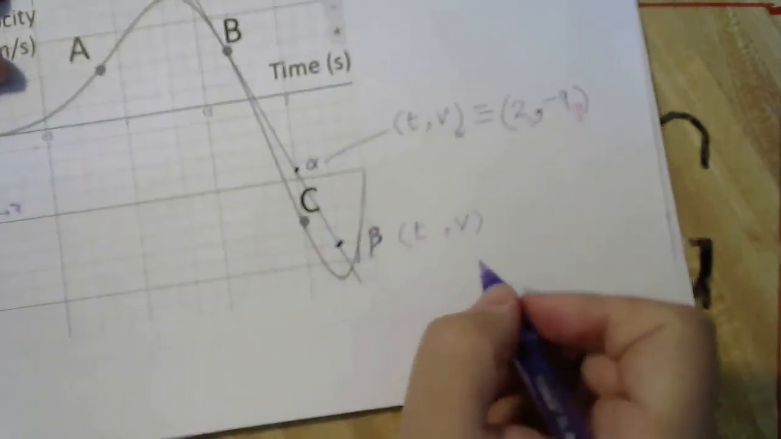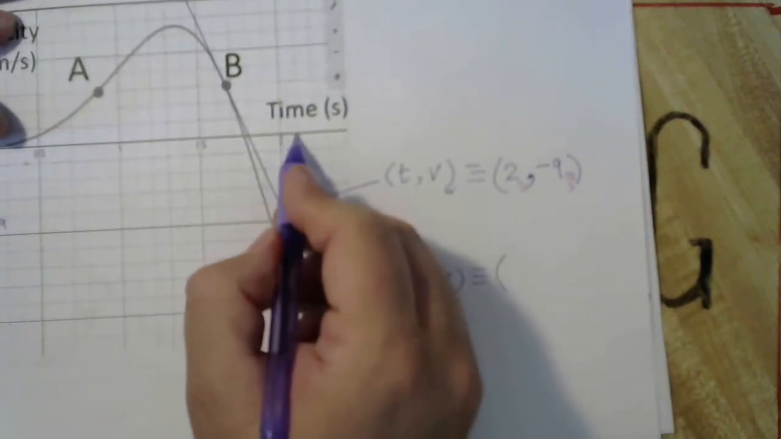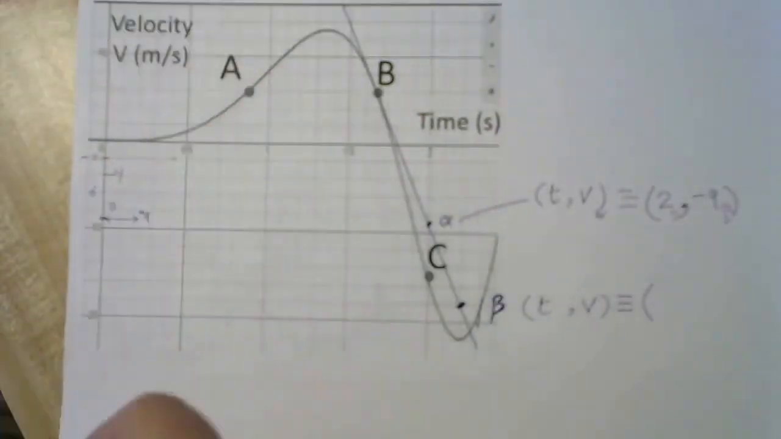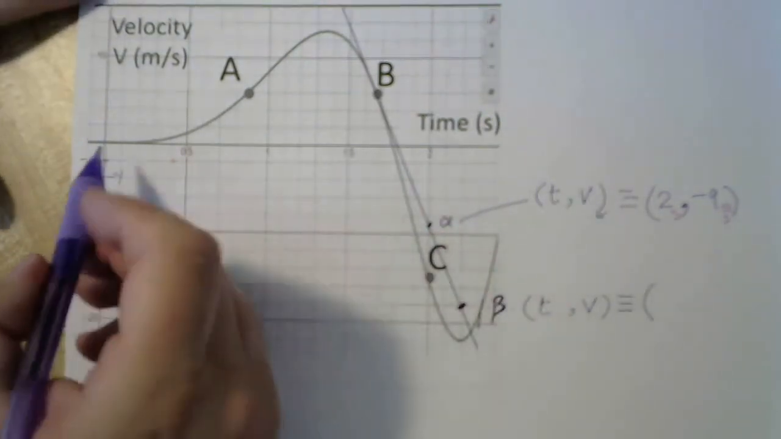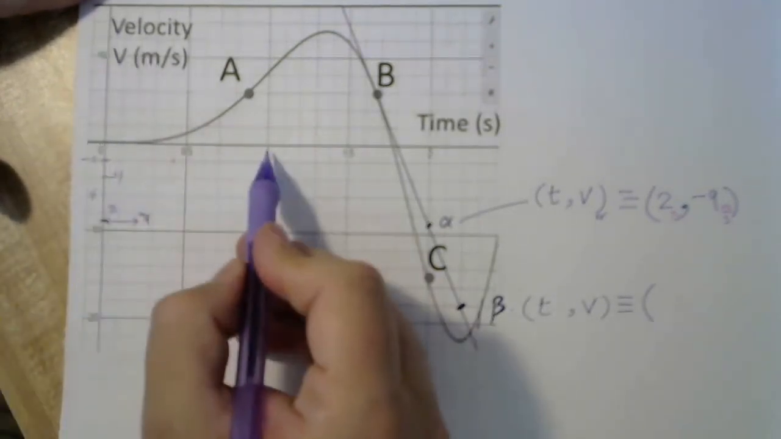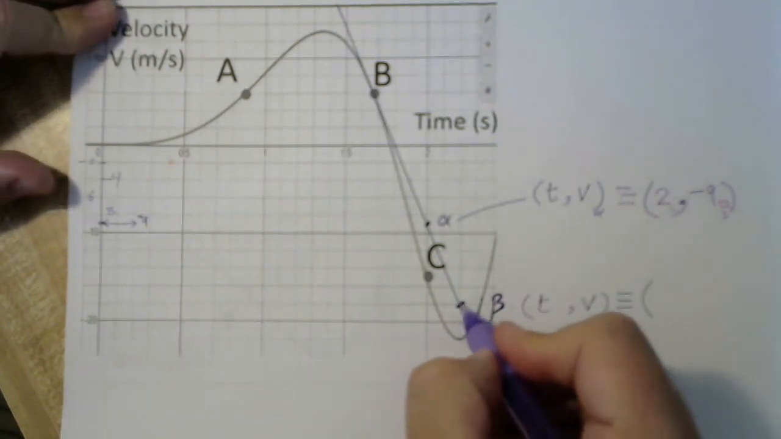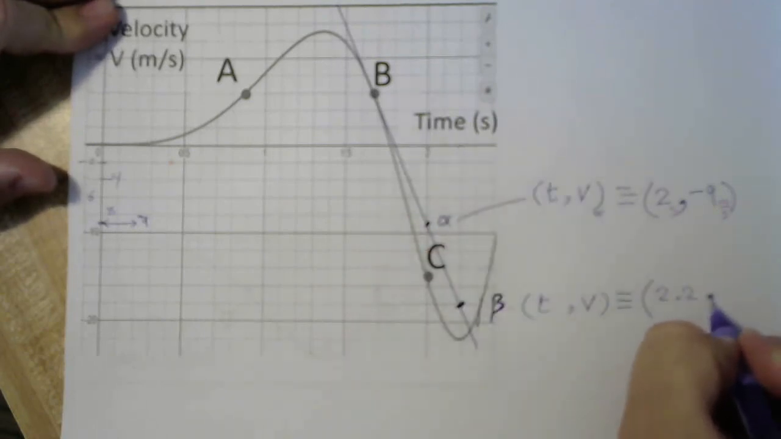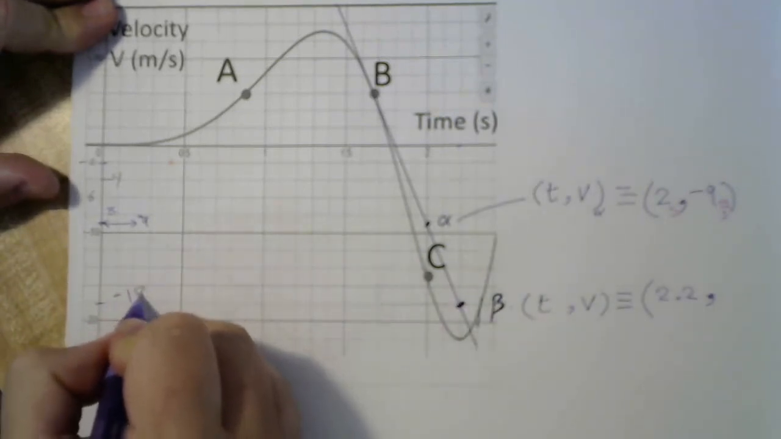Okay, what about this point? The time here is 2.1, 2.2. The scale for the x-axis, or the time axis, and the y-axis, which is velocity, is different. You need to be aware of that, because look, from here to here is 10 units in velocity. From here to here is 1 unit in time. Okay, so the time at beta is 2.2. And the velocity at beta is negative 18. You can find that.